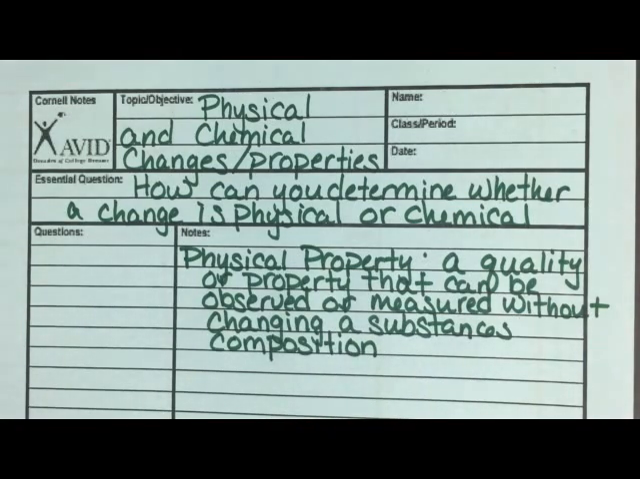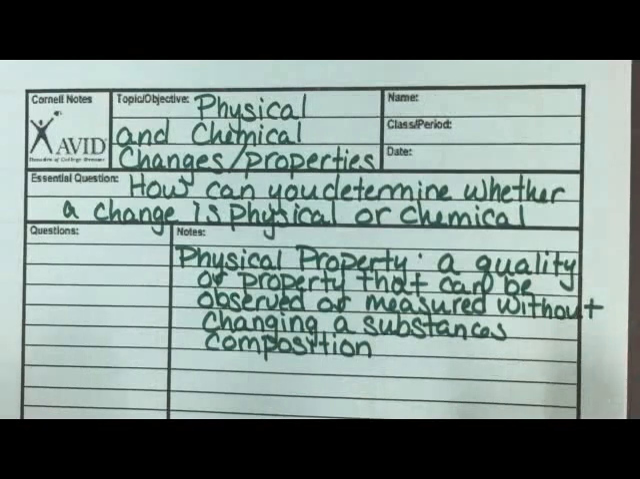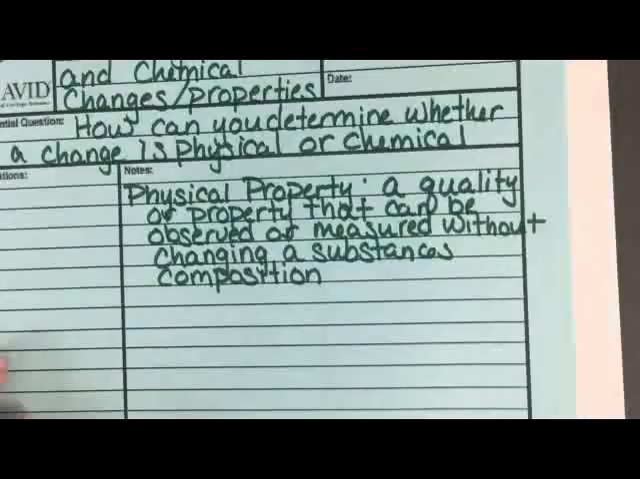Now, what does that mean? Basically, I'm describing something about an object without making it something new. So I can look at this paper and I can say it's blue. That's a physical property. I can look at it and I know it's blue without changing it. I can say that it's shaped like a rectangle. I can tell that without changing the composition. So the physical properties I can observe, I can see, I can smell, I can hear, I can taste, I can measure, so length, width, mass, without actually changing what it is.